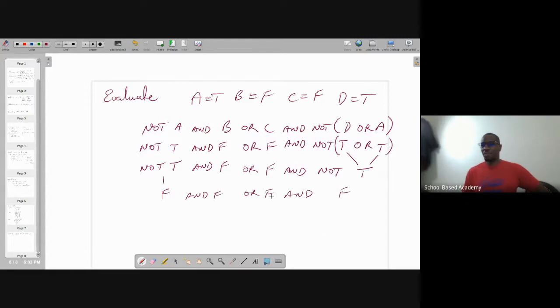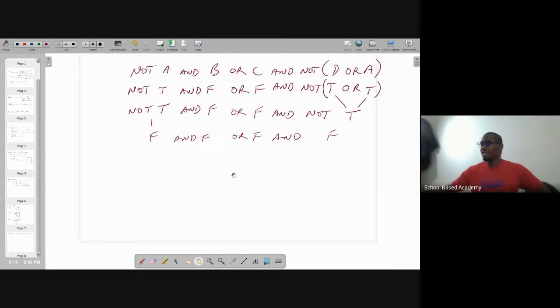Well, this one works out easy because we only have F, so we know where this is heading. But in the spirit of being correct, we have to work out the ands before the ors. So we work out all the ands, false and false, false and false, and then we work out the or. False or false. So the result of this gives us false.